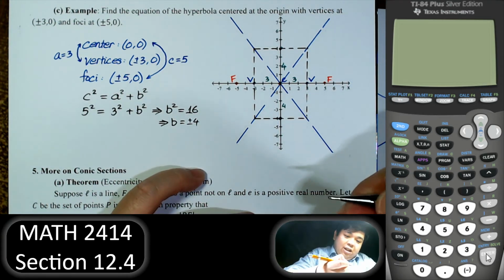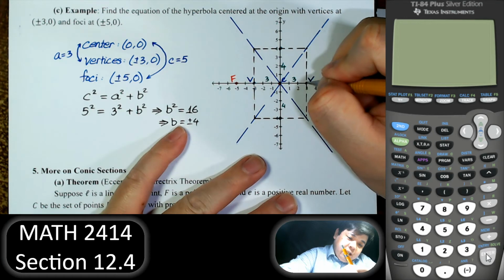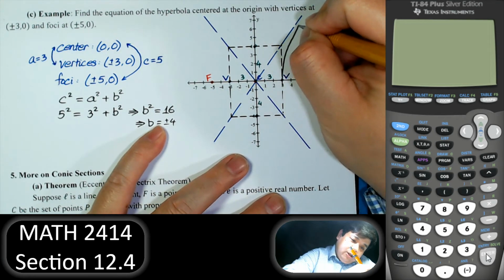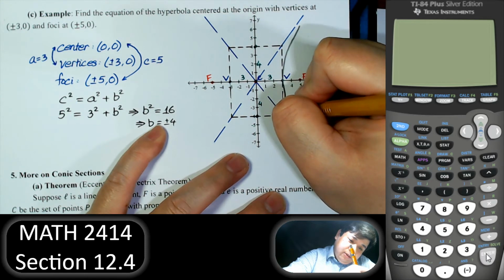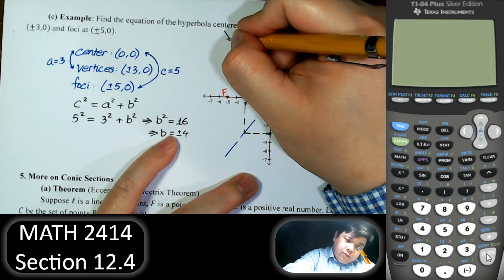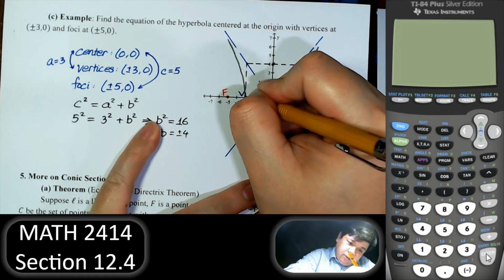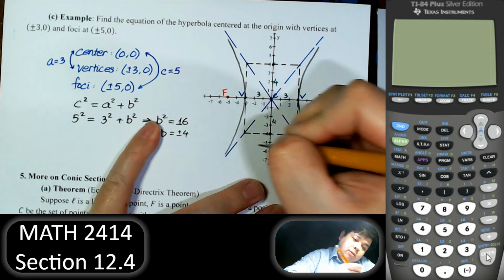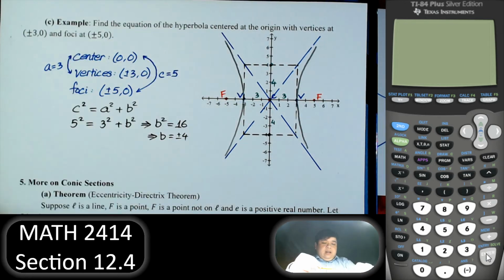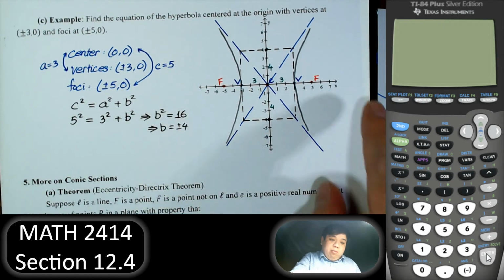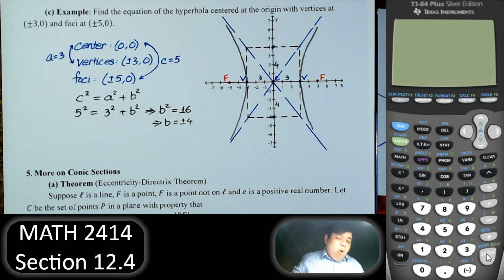And the hyperbola will go through the vertex and approach the asymptotes. So that is the hyperbola. So we have everything here. We know everything lined up vertically, and this is everything lined up horizontally. So this is a horizontal hyperbola.